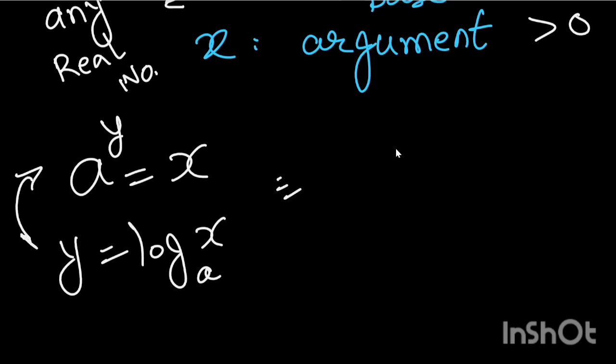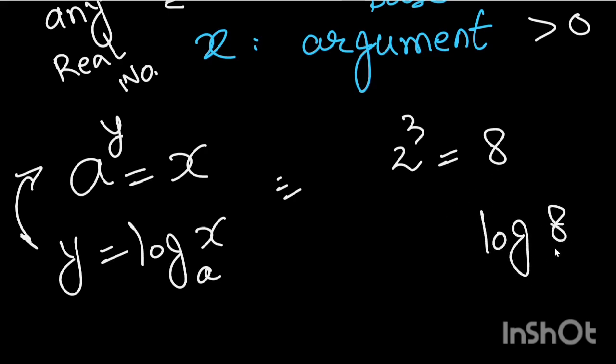Let's take an example. Let's say 2 cube is equal to 8. As you can see here, how do we write it in the logarithmic form? Yes, this 8 will come in front of log. It would be the argument. Base would be what? Since it was a here, the base is 2. So we write 2 here, and this is 3. So 2 cube equals 8 gives 3 equals log 8 base 2. These two forms are interchangeable, guys.